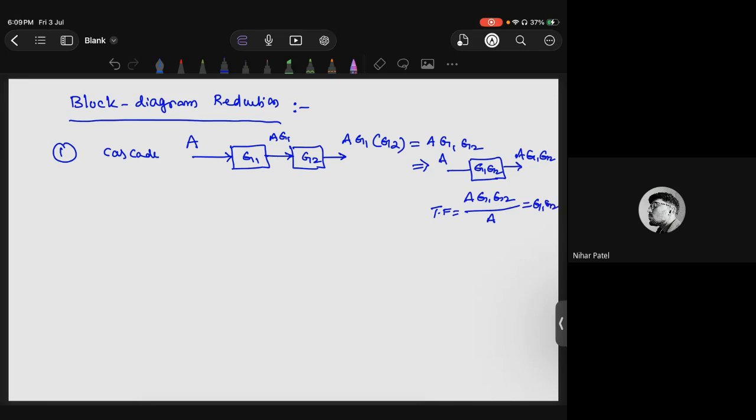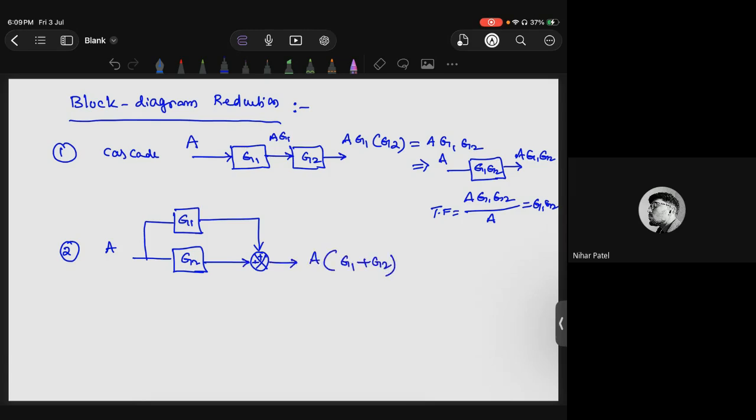Clear? Similarly, if you have something like this, Z1 and Z2, where you are giving the same input V1, and you take it like this with a plus, it is straightforward. You'll get Z1 plus Z2.